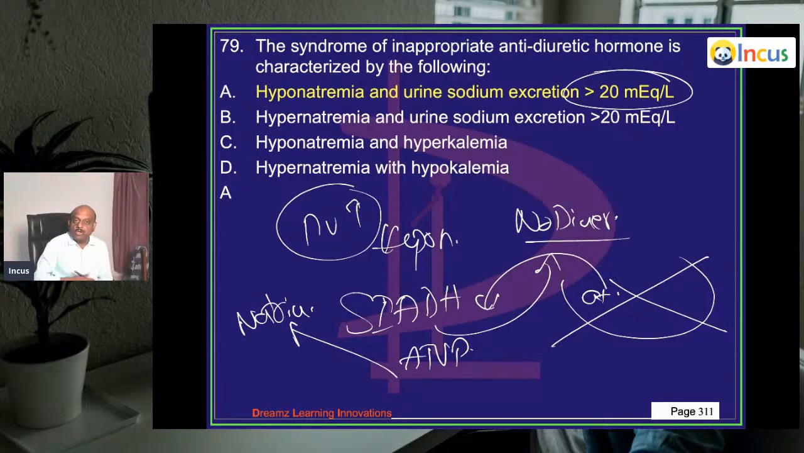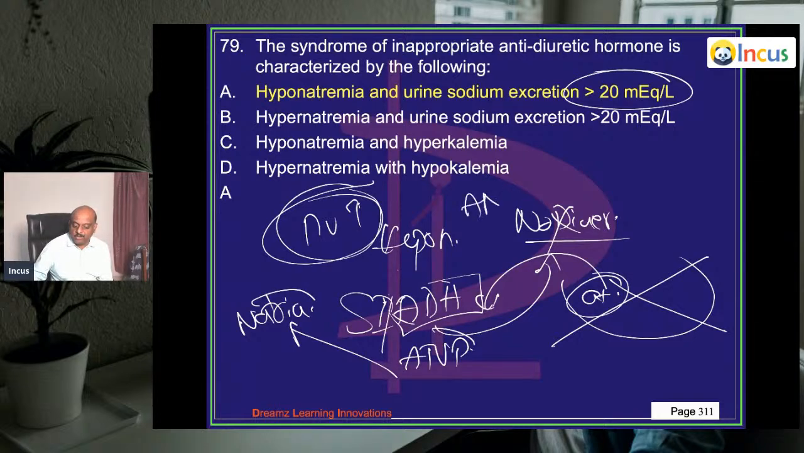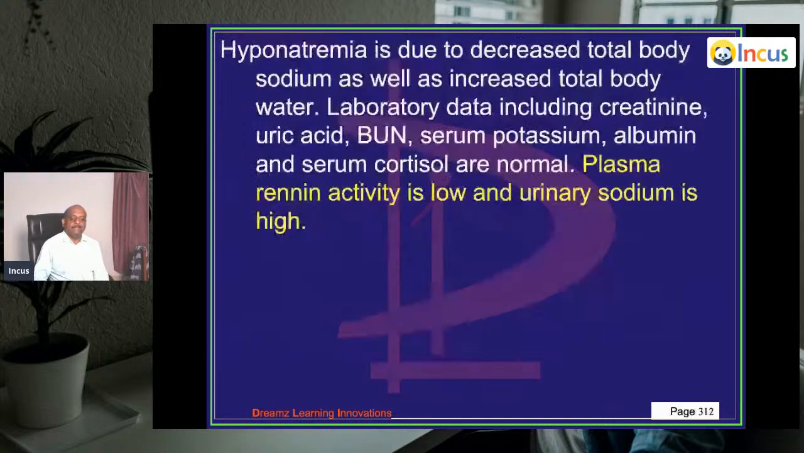Once more, in SIADH there will be continuous production of ADH, and because of that there is no diuresis, plasma volume increases, that will stretch the atria, releases atrial natriuretic peptide, that leads to natriuresis, and that increases the urinary sodium excretion. That is what you need to remember.